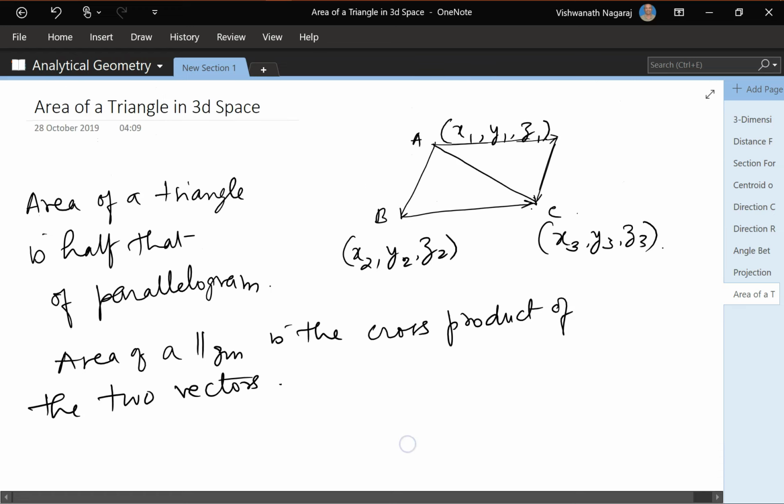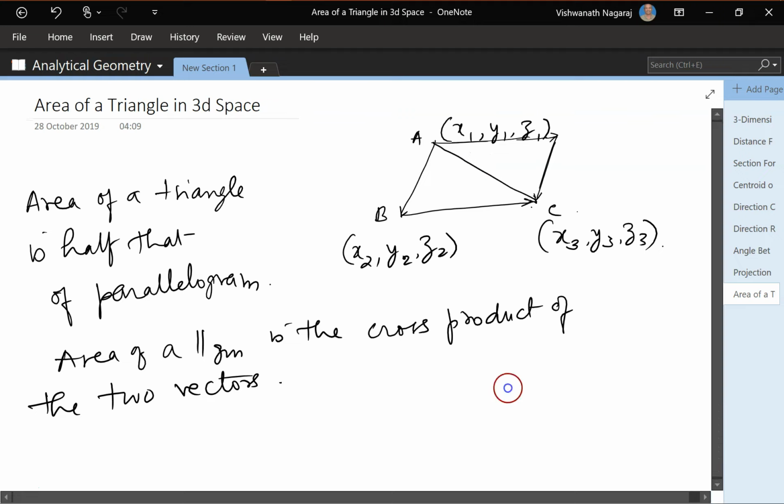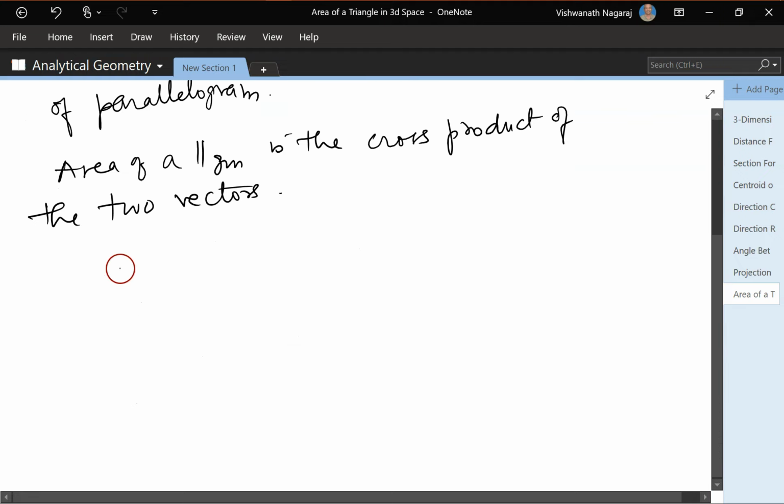Now remember, the cross product will also give you a direction, but we are not interested in the direction as such. Okay, so we are interested in the magnitude of that area. So the area of the triangle is equal to half of the cross product AB cross AC.